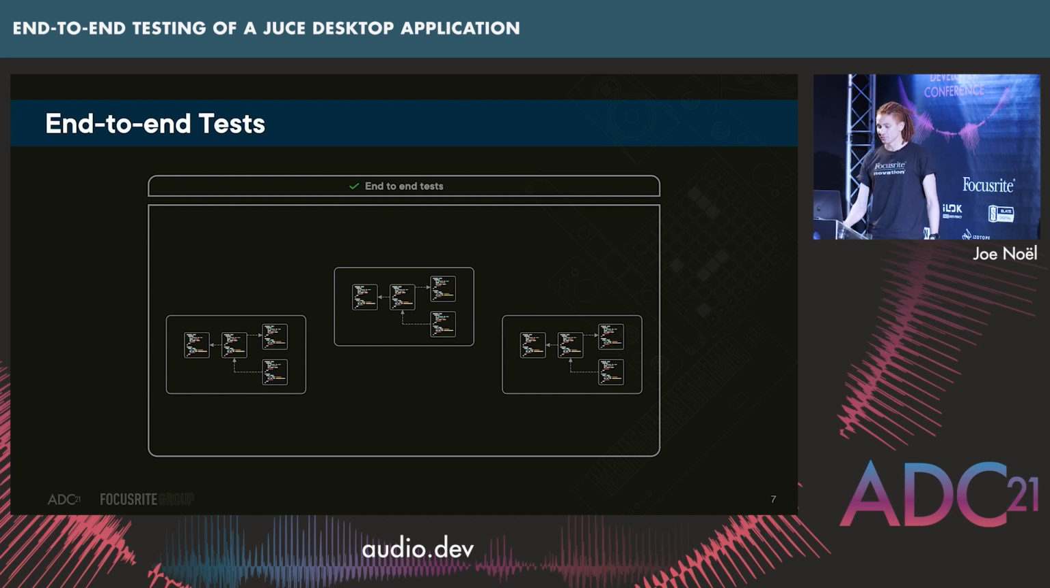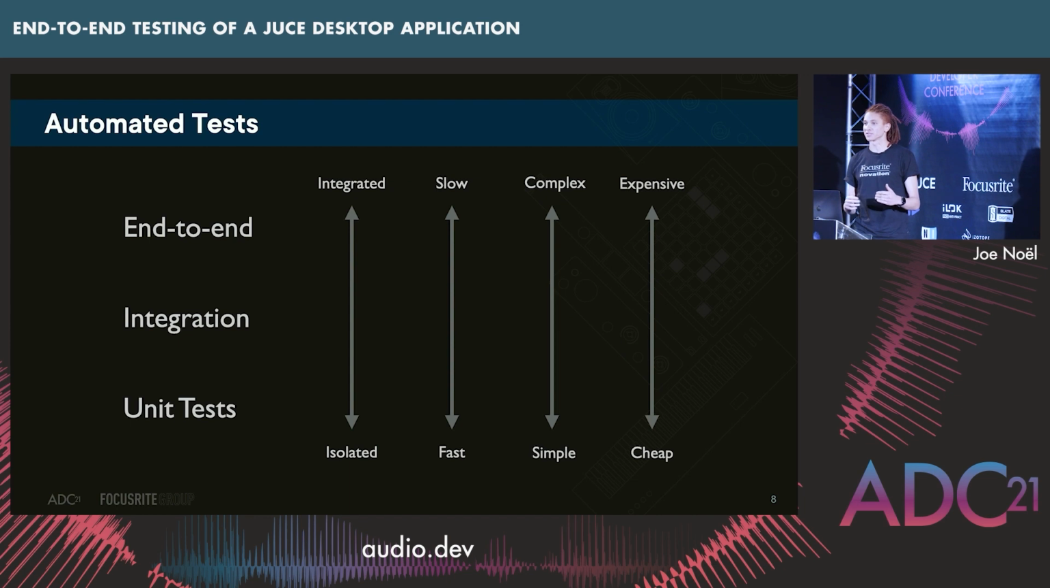So how do we choose between these different levels? Ideally, in a good system, we're going to have a little bit of all of them. But we need to look at the properties of each level. So with unit tests at the bottom, they're very isolated. They're only testing a very small amount of code. And that means they're going to be really fast to run, simple to write, and cheaper because they're quicker to run.